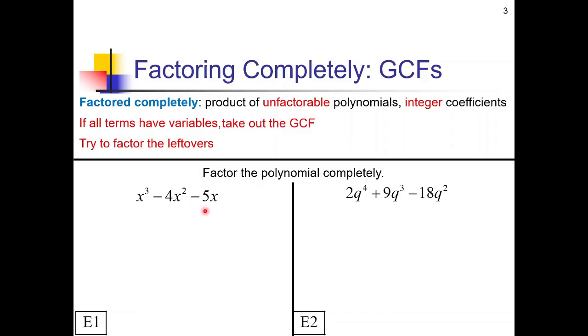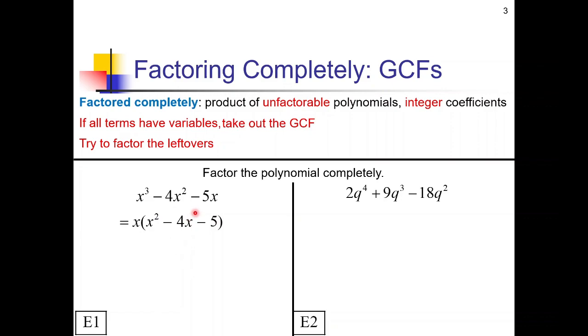So taking a look at these terms, they all have an x, and that's about it. So if I factor an x out of all of this, that leaves me with x squared minus 4x minus 5. And just like I said up here, let's try to factor these leftovers. You won't always be able to, but often you can.